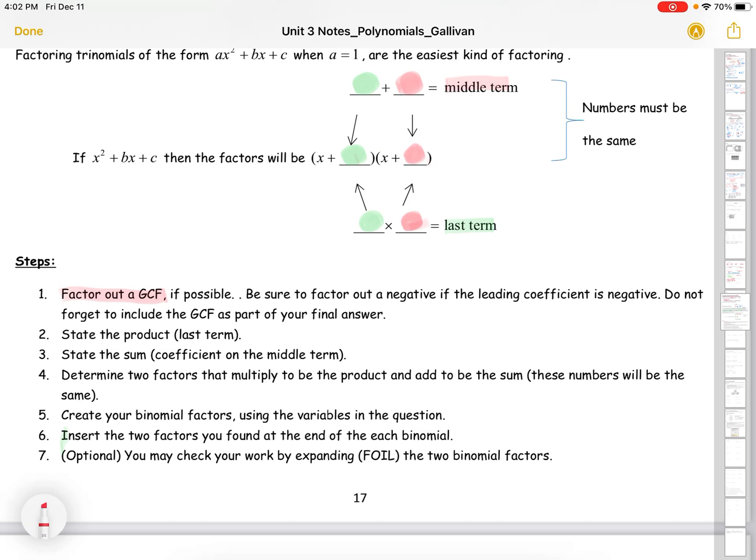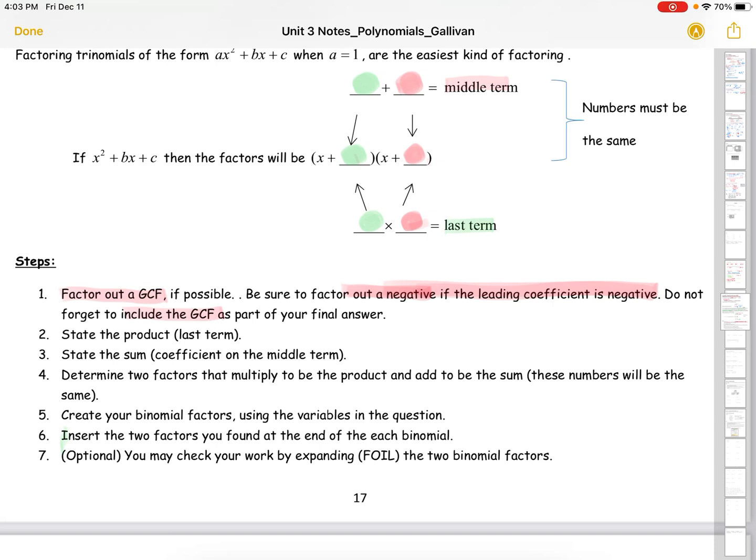First step, factor out a GCF if possible. And if there's a negative in the leading coefficient, you factor that out. Okay? You cannot have a negative there. Don't forget to include the GCF as part of your final answer. Remember, the first thing you do is write the GCF outside the brackets. It's got to stay there. We need to know it's one of the factors.